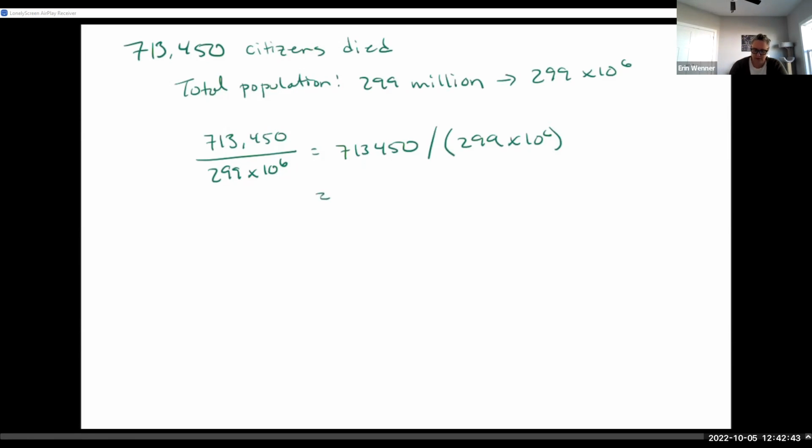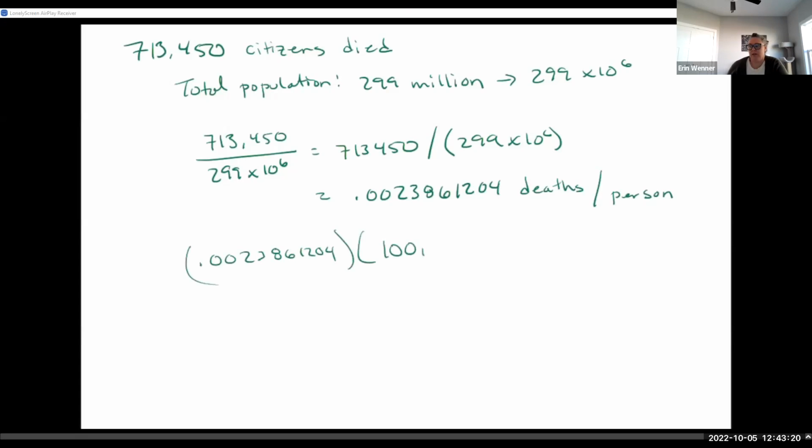So dividing this, we end up with 0.002386124 deaths per person. So now we're going to take this and we're going to multiply it by 100,000 people, because we're trying to figure out how many deaths per 100,000 people.